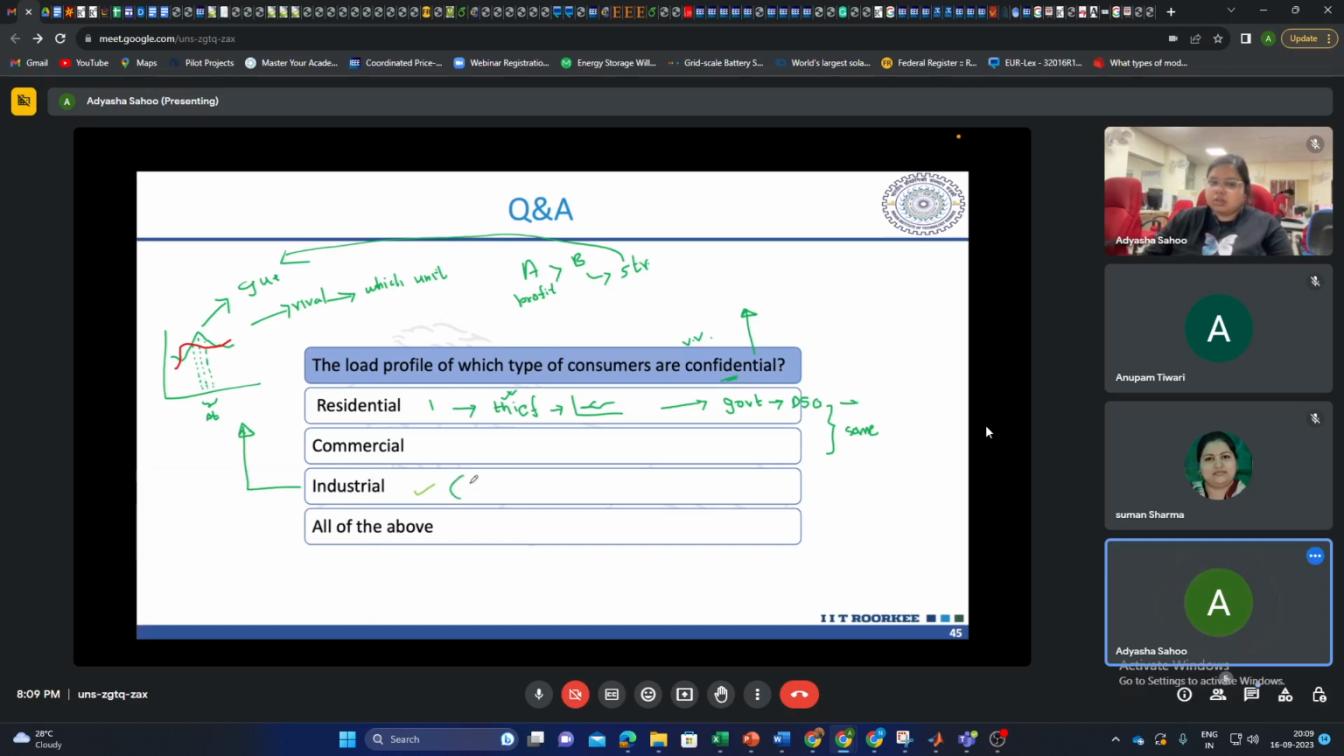So here you can say industrial is the correct answer, but if you go very deep into the case, maybe not relevant now, but let's say the smart meters and apps that may come up in the future. In those cases we can say all consumers will become aware, and they will not disclose any of their information.